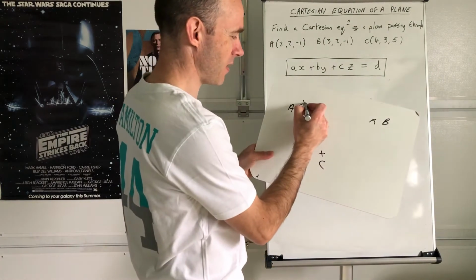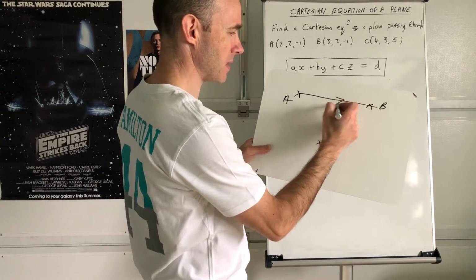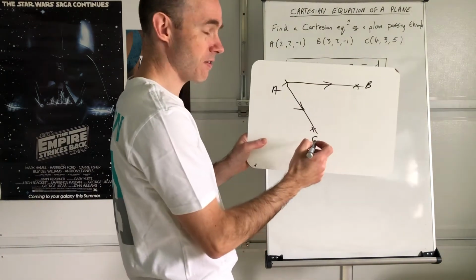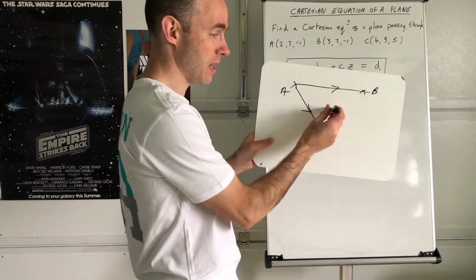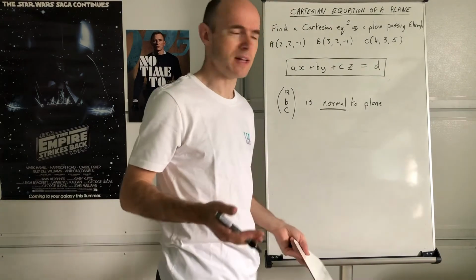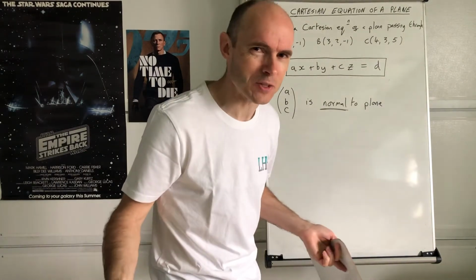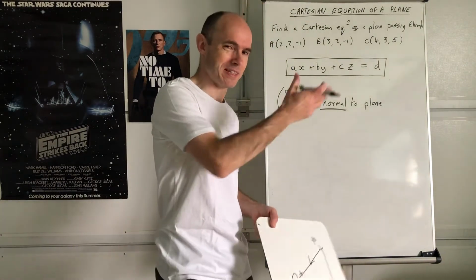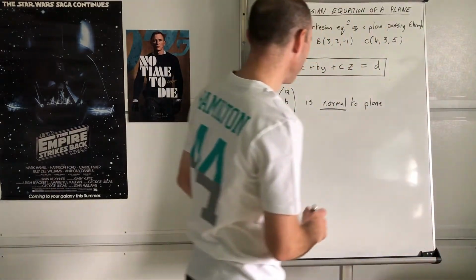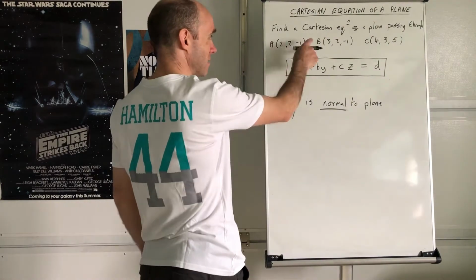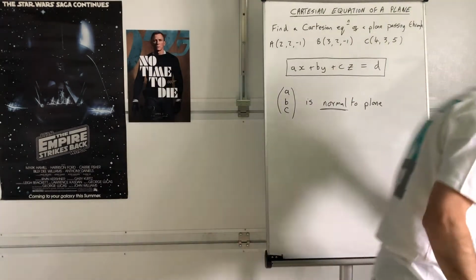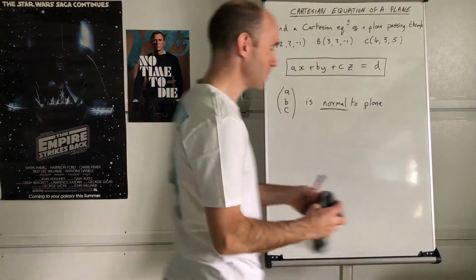Because if you can find a vector that's perpendicular to both of those, AB and AC, it's got to be perpendicular to the plane. Isn't that wonderful? So that's why I introduced the cross product to you, so you could do the plane stuff, because it's needed for this. So what we need to do is first look at what AB and AC are. Make sure you've got a note of that, because it's very important.